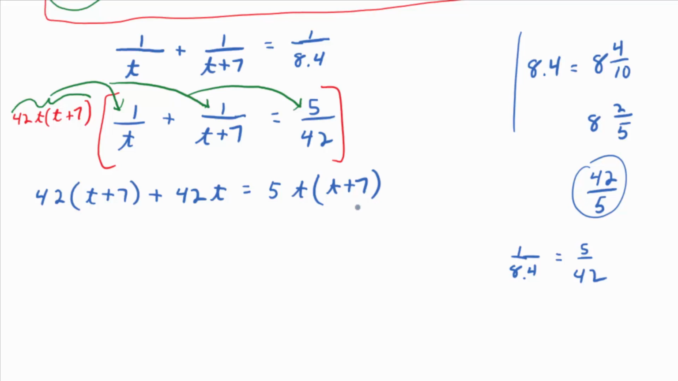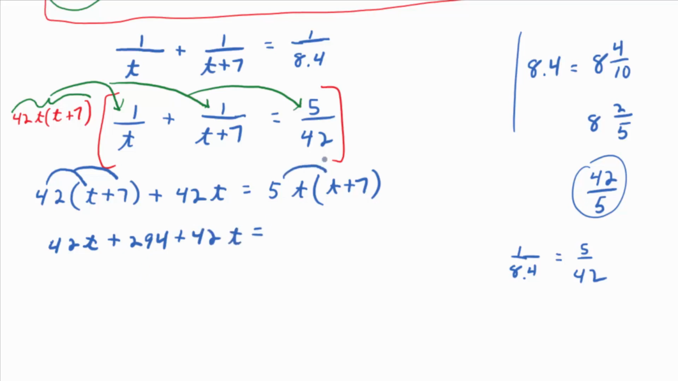Okay. How do you solve an equation like this? What do you got to get rid of? Parentheses. All right, help me out here. I'll do the first multiplication on the distribution for you. I think 42 times t is 42t. But then you do the second one. What's 42 times 7? What is it? 294? I believe you. And then plus 42t.